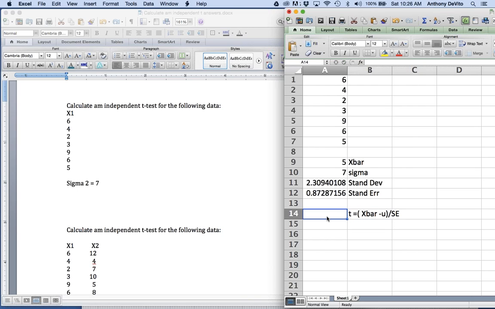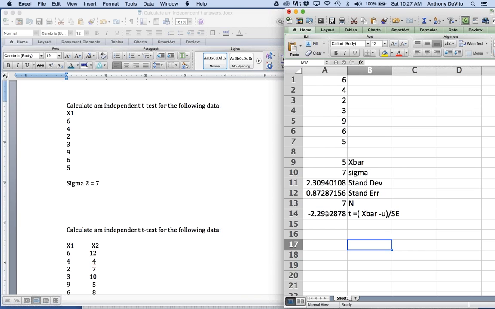So I'm actually going to do that here. Equals x bar minus mu. Let's do it exactly the way it looks: 5 minus 7 divided by the standard error. What do we get? We get a value of basically minus 2.3, 2.29. Is that far enough apart for this sample size? Remember, the sample size here is also important. The sample size here was 7.